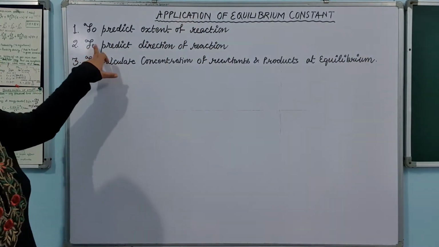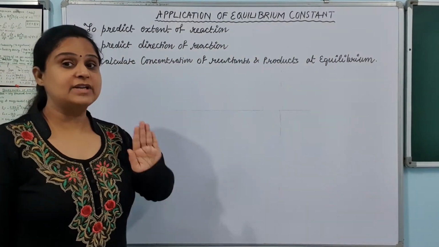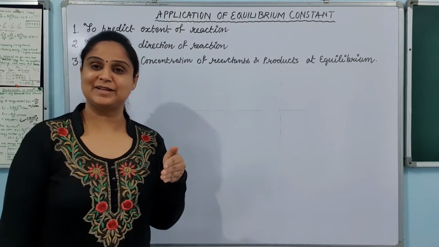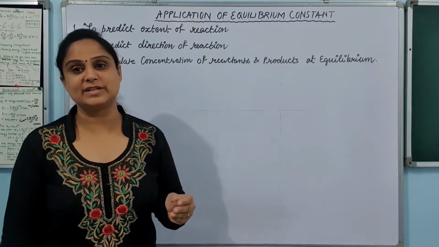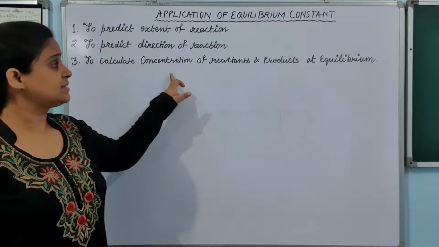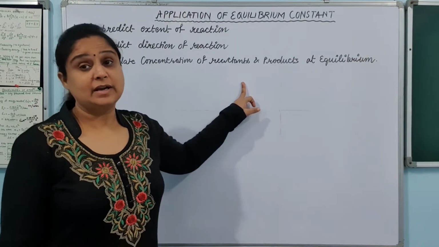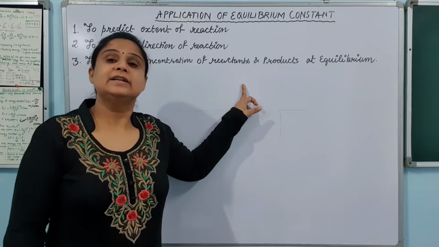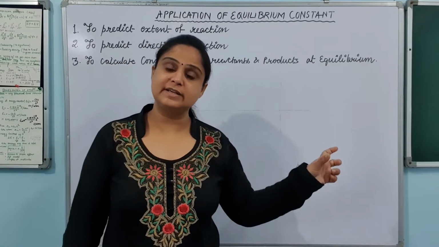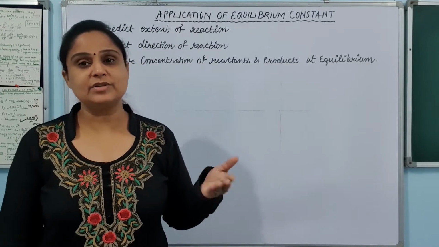Second, you can predict the direction of the reaction. It means whether your reaction is proceeding to make the product or coming back to make the reactant. That you can also predict using this Kc value. Apart from that, you can calculate the concentrations of the reactant and product present at equilibrium. If you know what Kc is, you can predict how much reactant and product are present at that particular state of equilibrium. That also you can calculate.